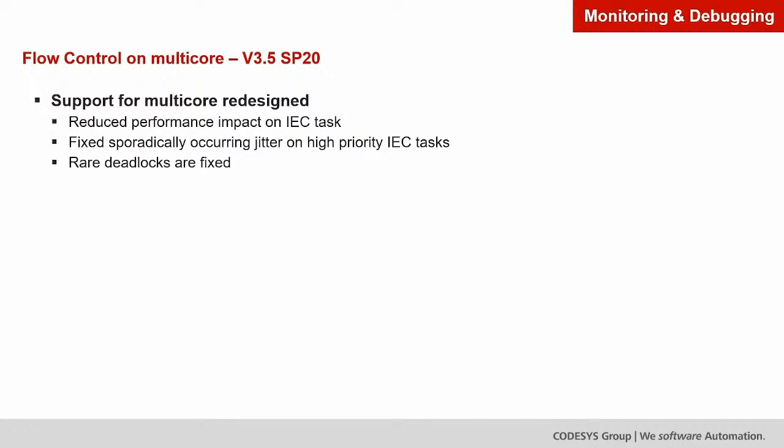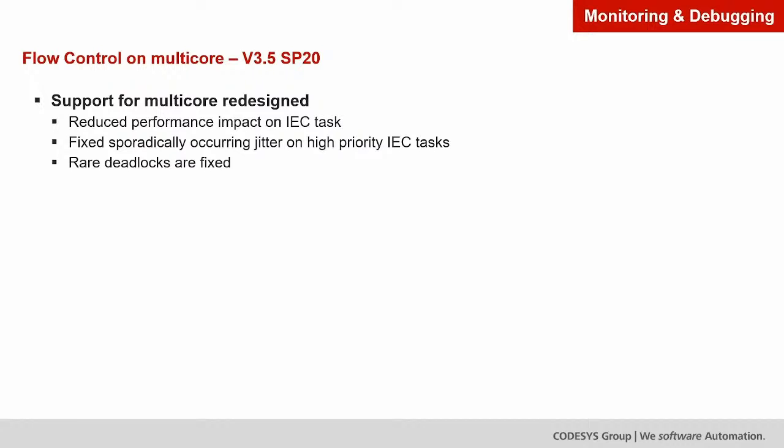Also, we did a lot of work on flow control in the runtime system of CODESYS, and here specifically the support of multicore was basically redesigned. Using flow control in the context of multicore had two issues. One issue was that rare deadlocks could occur, which of course crashed basically the application at the runtime.